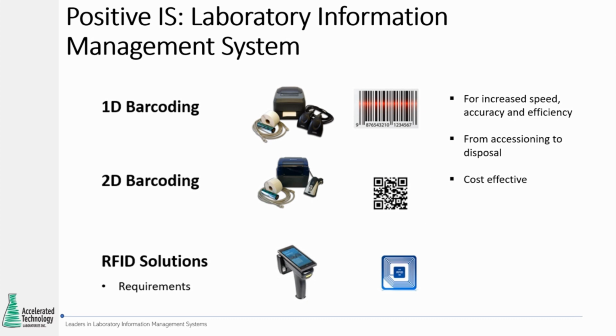We talked a little about positive ID. This is basically leveraging barcoding, whether it be one-dimensional or two-dimensional, 1D, 2D. Two-dimensional can contain much more information. There's also radio frequency ID, RFID. So there's a lot of different ways to enforce data quality and traceability to ensure that the sample results that you have came from the sample that you analyzed.